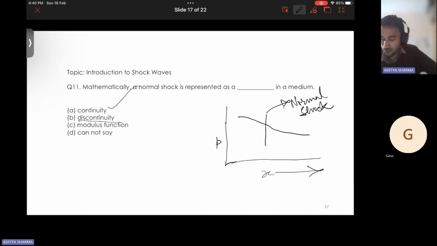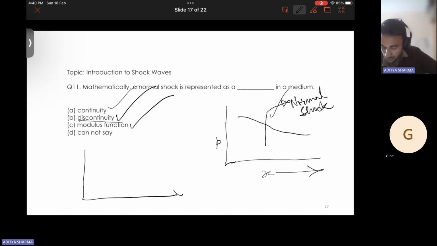So if this is the normal shock, right? Whether the function will be smooth like this, or like what I have written, like a modulus function, or whether it will be discontinuous. All right. So in your lectures also it has been discussed, for compression waves, right? For compression waves, how the pressure varies, right?